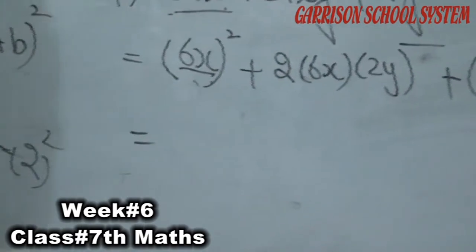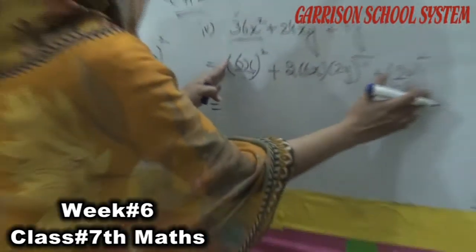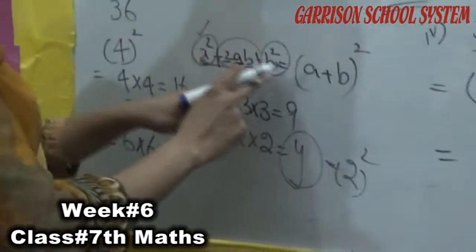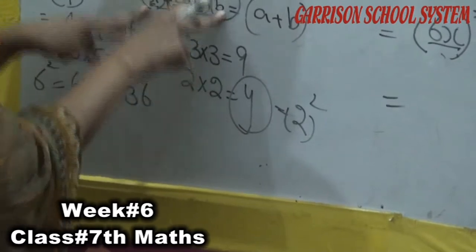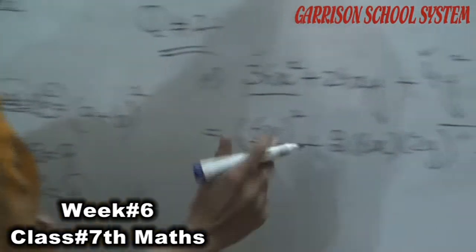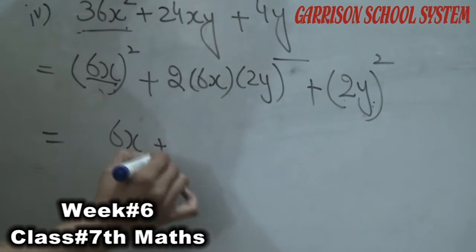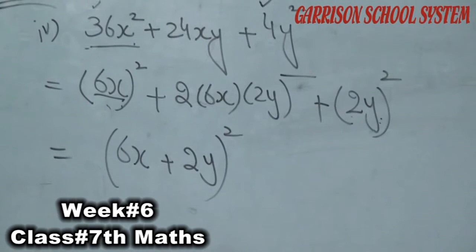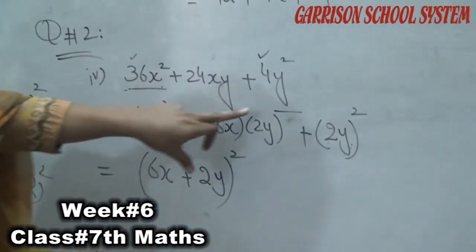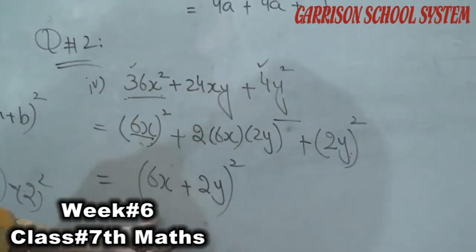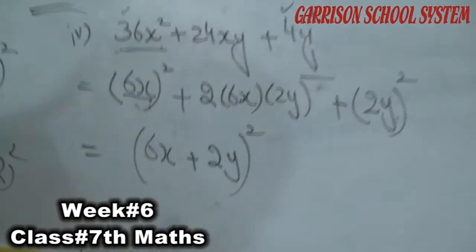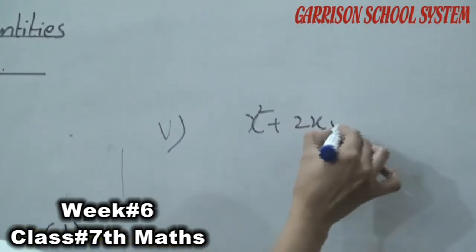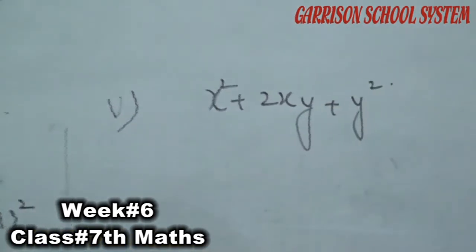Now I have to close it. How will I close it? It will become first term plus last term whole square. So 36x square plus 24xy plus 4y square is equal to 6x plus 2y whole square. 2xy plus y square.